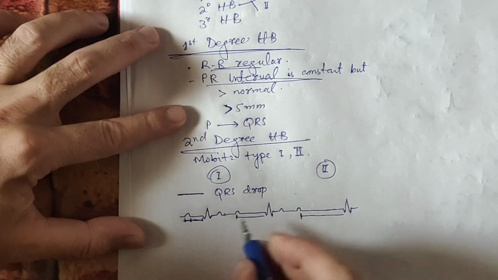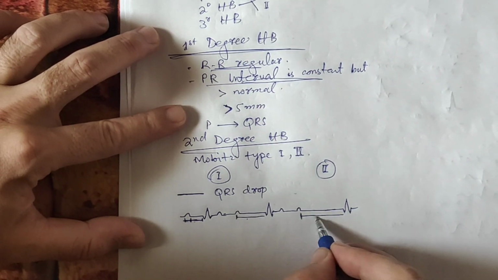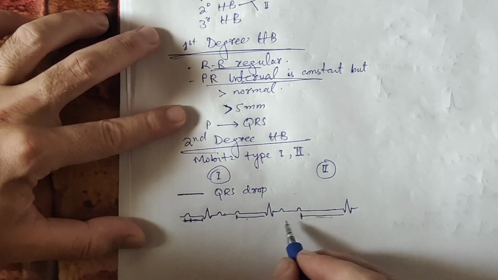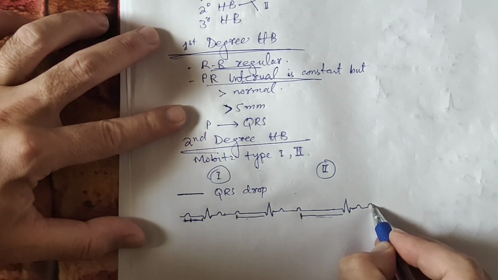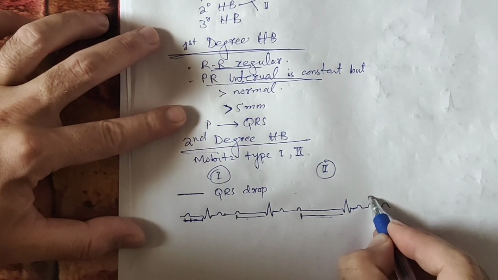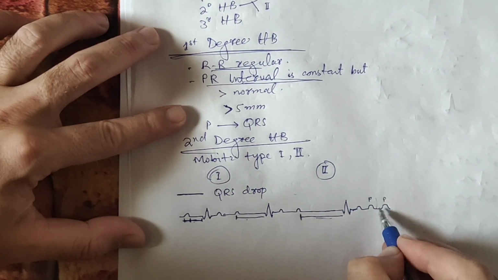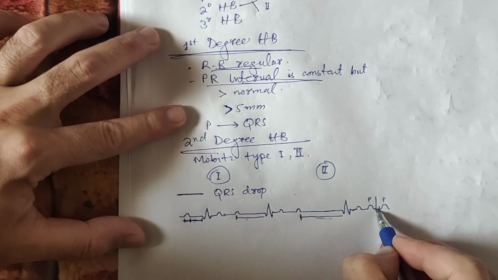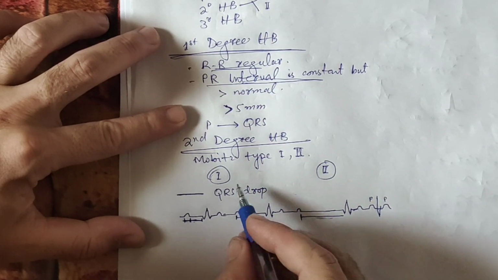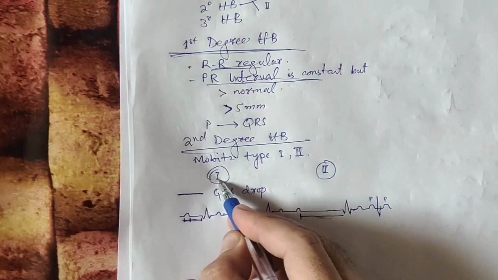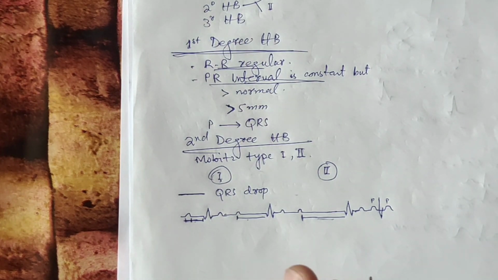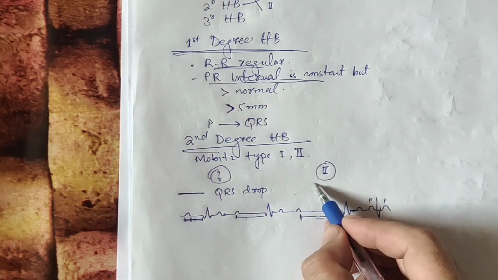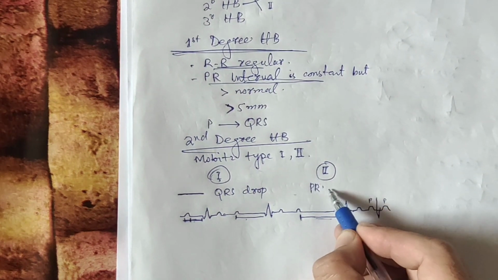Here is the length. It means there is progressive lengthening of the PR interval, and then there is one QRS drop. Here is a P wave, again a P wave, and a P wave with no QRS. It means one QRS is dropped here. So in Mobitz type 1 there is a QRS drop after progressive lengthening of the PR interval.